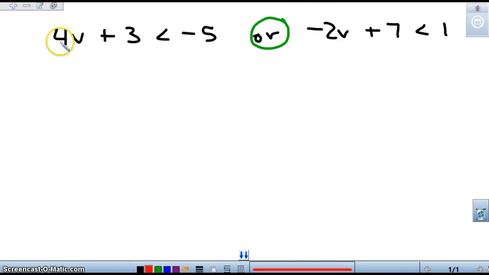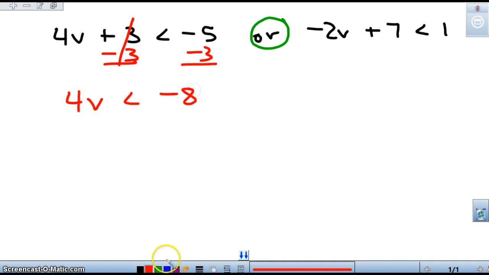If we have to solve 4v plus 3 is less than negative 5 or negative 2v plus 7 is less than 1, we have to start by solving each inequality. Minus 3, minus 3. 4v is less than negative 8. Divide by 4 on both sides. v is less than negative 2.